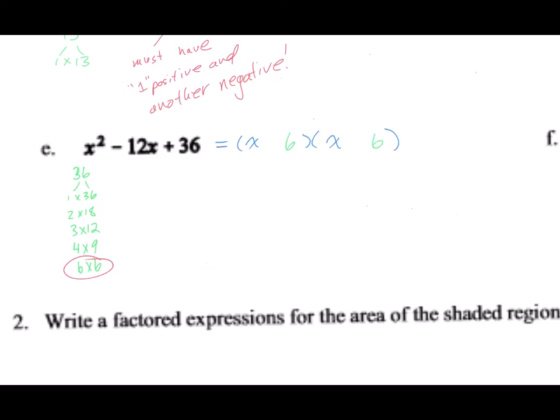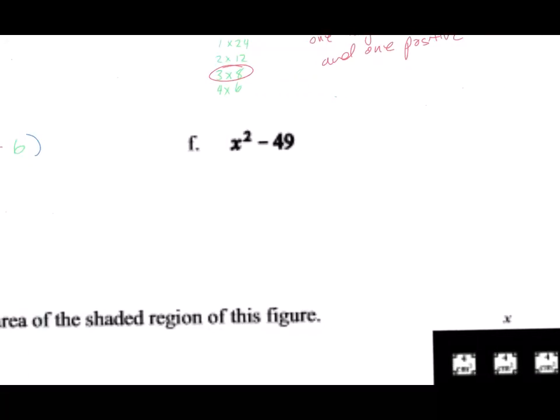Now, it needs to add up to negative 12. Now, just like before, think about it. We have a positive 36. So I could either have two negatives or two positives. So we're going to make sure that both of them are negatives. Okay, now this last one. This is just a difference of squares. Nothing difficult. You got 1 and 49 and 7 times 7. And one must be negative and one must be positive. That's it.